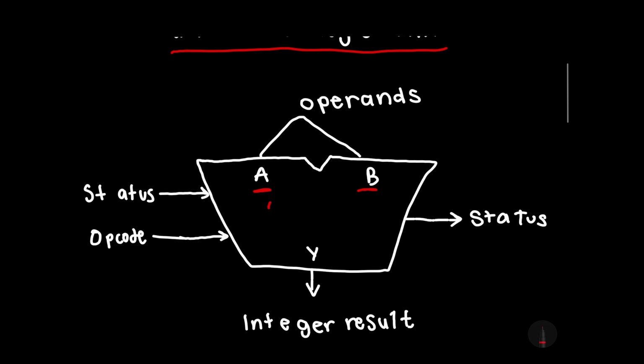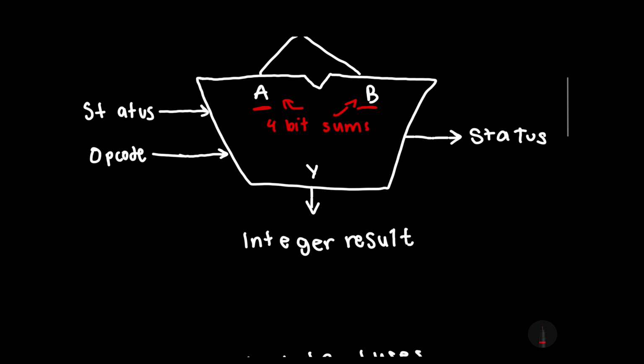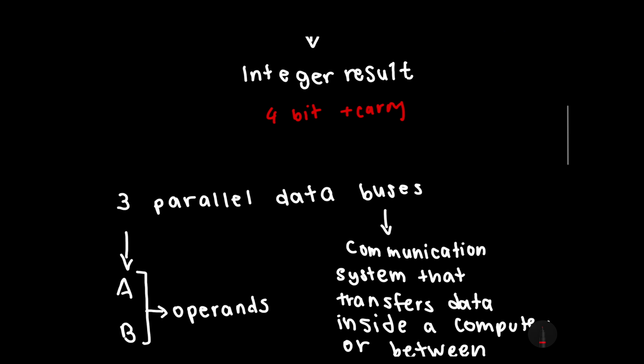You've got two operands, A and B, which are 2 of 3 of our parallel data buses. A and B are two 4-bit sums, anywhere from 0000 to 1111. Together they produce Y, your integer result, our third data bus. Y here is a 4-bit term and a carry.